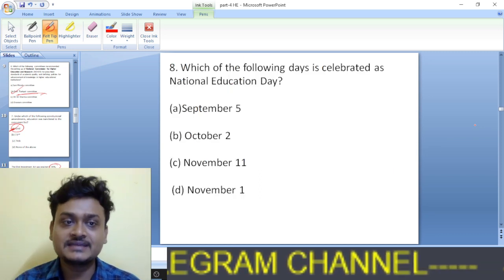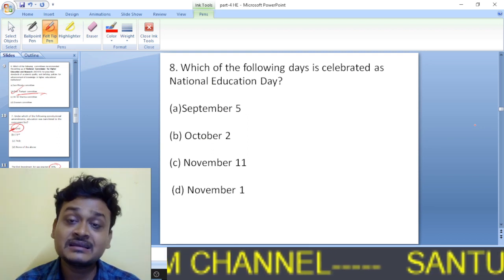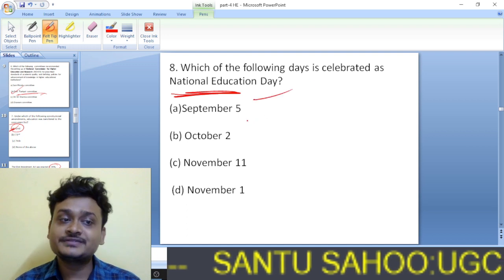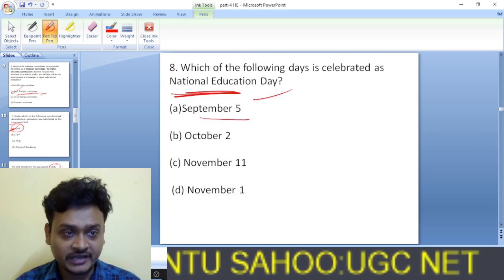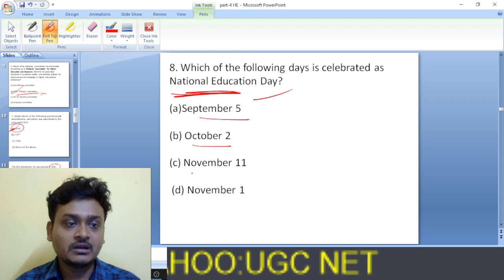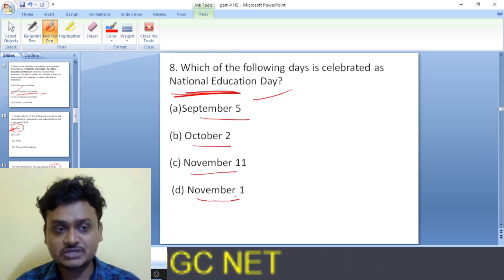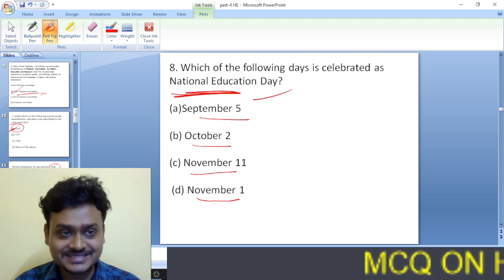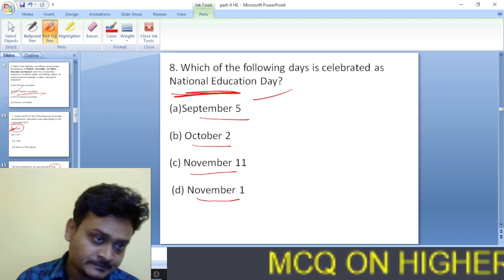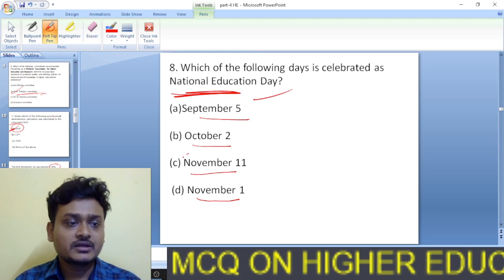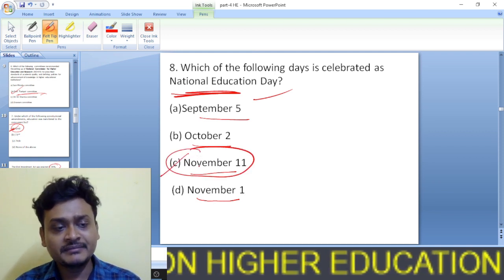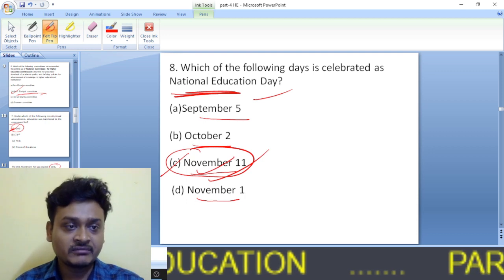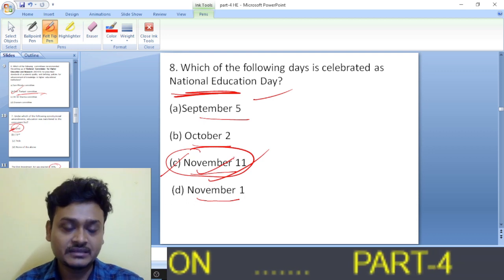Which of the following days is celebrated as National Education Day? Your options are September 5, 2nd October, 11th November, or 1st November. So here, National Education Day is celebrated in November, on 11th November. So November 11 is the right option. On 11th November, National Education Day is celebrated.